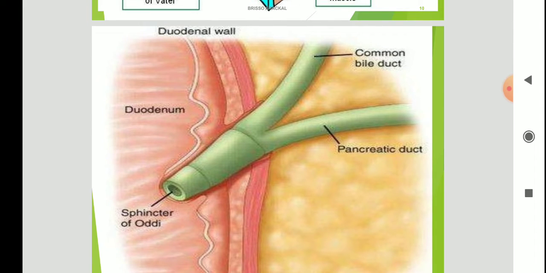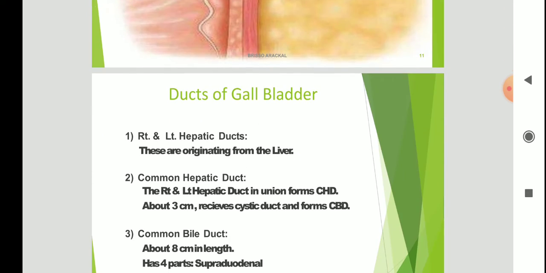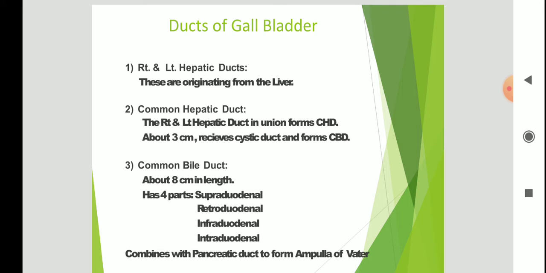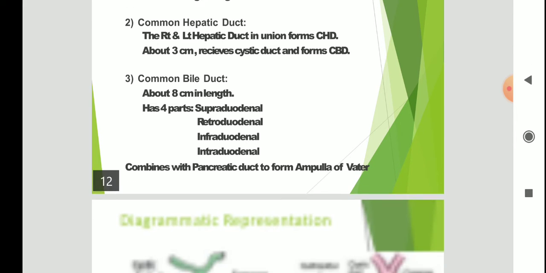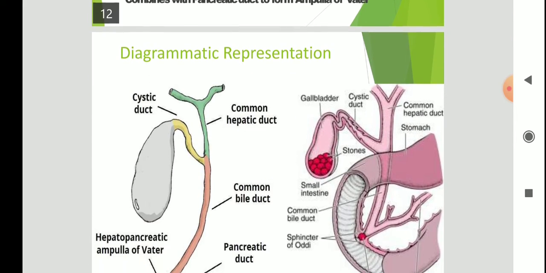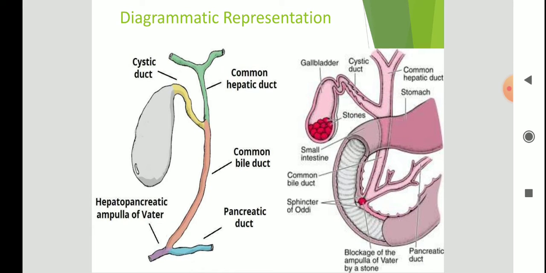Now yet another diagram. The sphincter of Oddi, through which all these secretions are dumped into the second part of the duodenum, the small intestine. This is very important when it comes to the digestive enzymes being secreted and pumped into the small intestine. The ducts again: right and left hepatic ducts, common hepatic duct, common bile duct. Again four parts. That's a flash on the normal structure, the diagrammatic representation which you have already dealt with, and another common schematic diagram of the ducts.